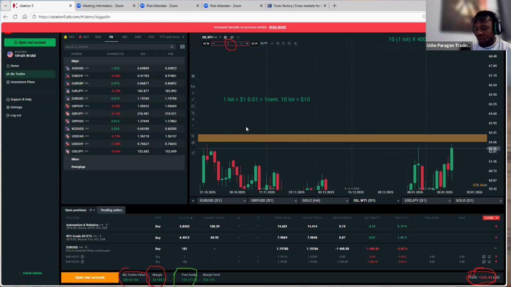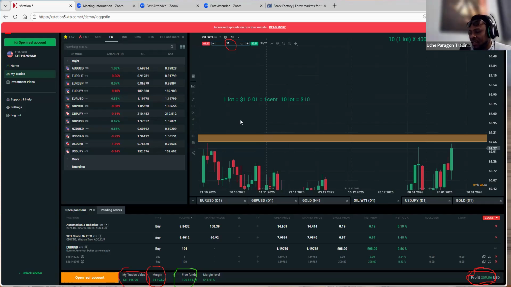So if you use 10 lot and place the same trade, each movement will give you $10. However, you may not be able to use 10 lot to place a trade on a $1,000 account unless the leverage is high.